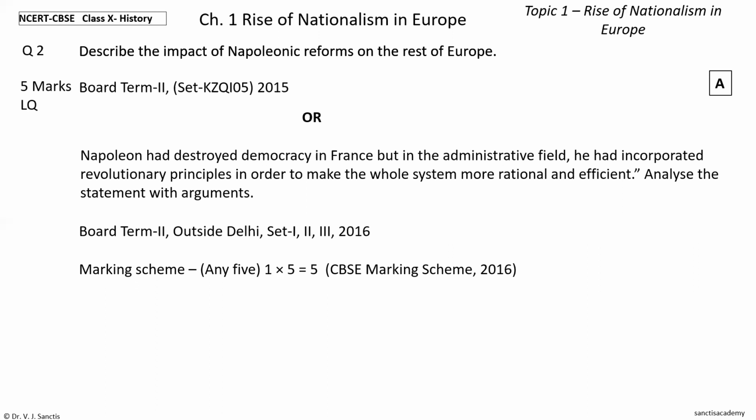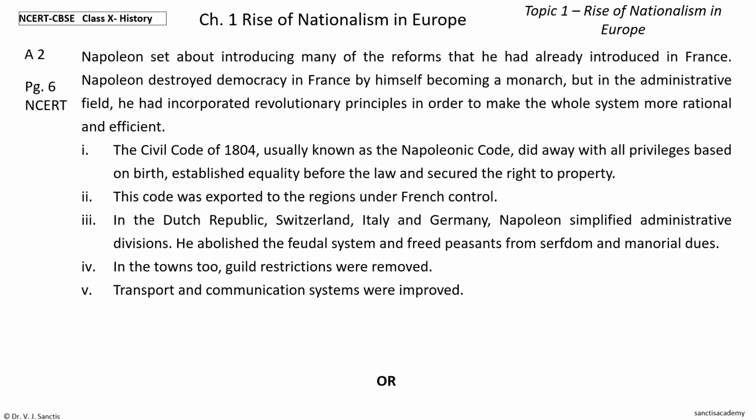The answer to both these questions is the same. What are the Napoleonic reforms? What is the change that the Civil Code of 1804 brought about in the administrative field and the rest of Europe? The answer is: Napoleon set about introducing many of the reforms he had already introduced in France. Napoleon destroyed democracy in France by himself becoming a monarch, but in the administrative field, he had incorporated revolutionary principles in order to make the whole system more rational and efficient.